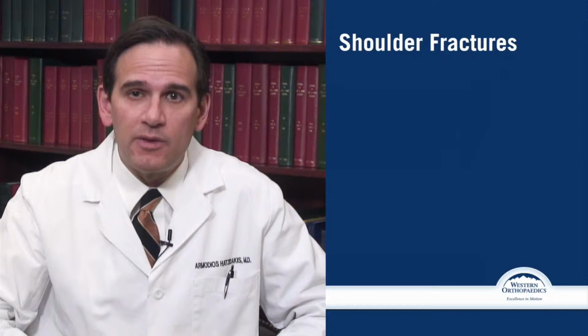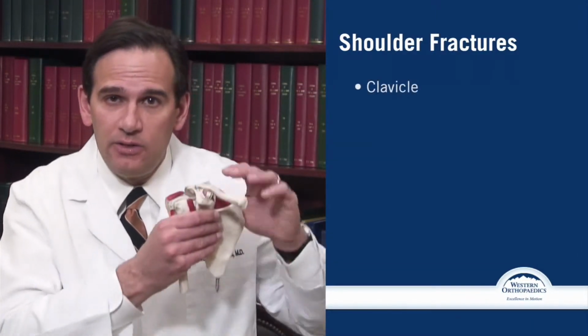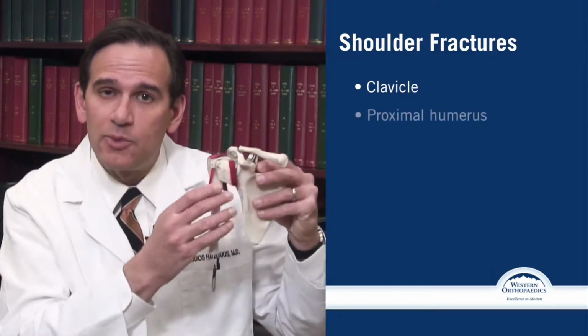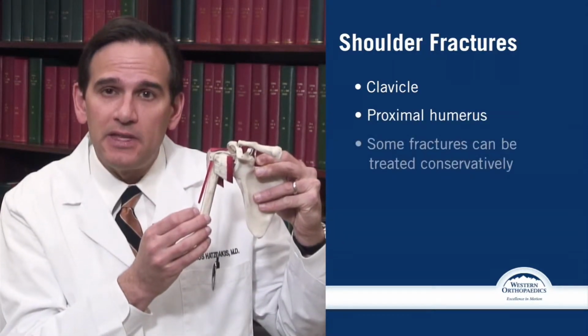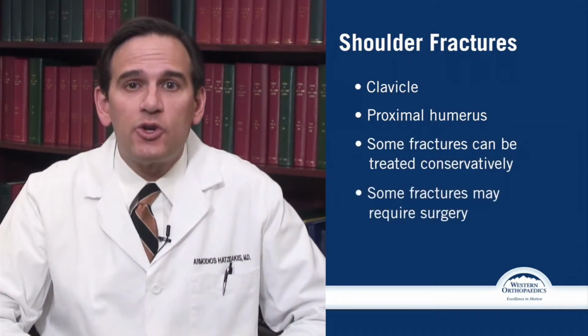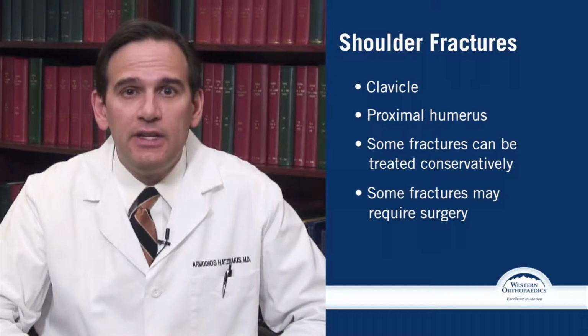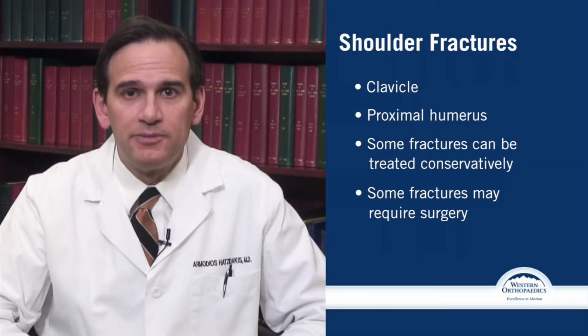First, an injury can cause a fracture or break of one of the bones of the shoulder. The most common bones fractured are the clavicle, or collarbone, and proximal humerus, the upper part of the arm bone. Some of these fractures can be treated conservatively with an arm sling, but some require surgery to give the best chance of achieving the best possible comfort and function. Seeing a shoulder specialist early after the injury is important in order to go over these options.